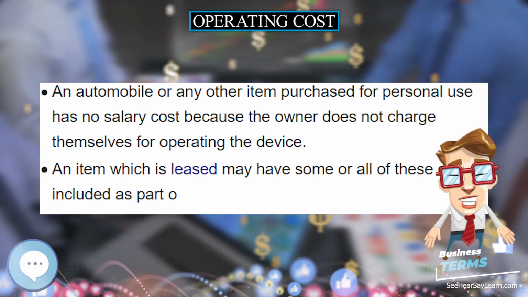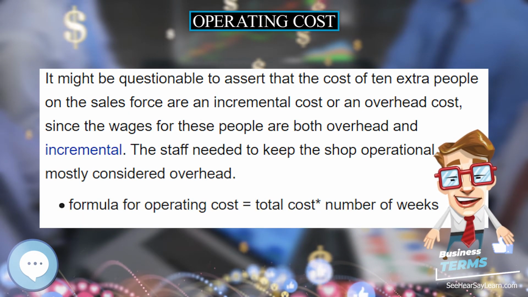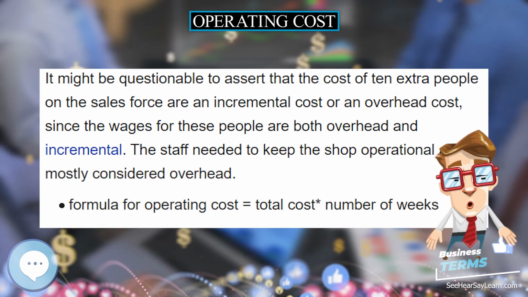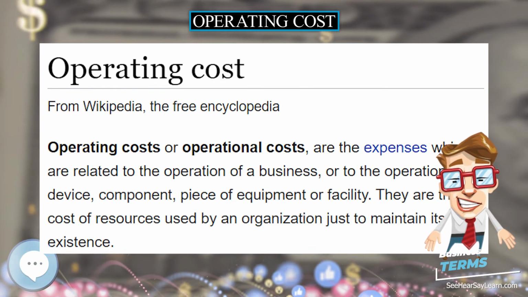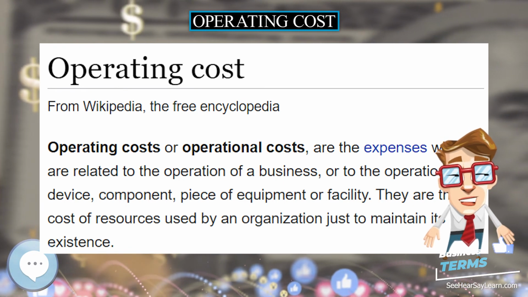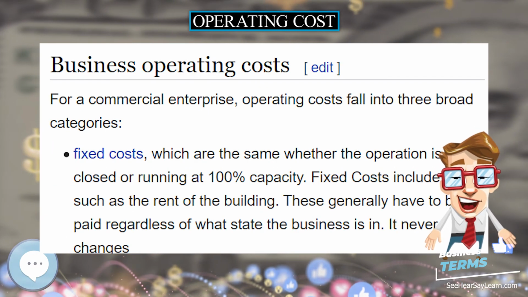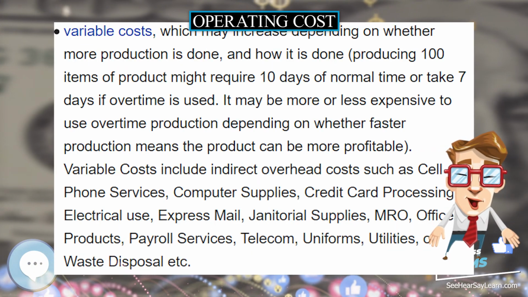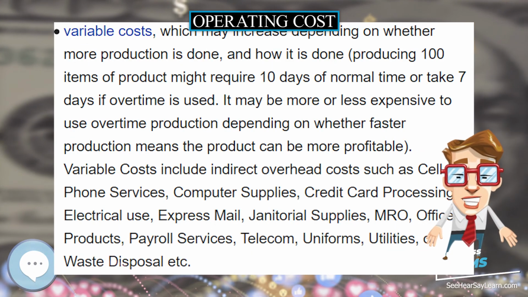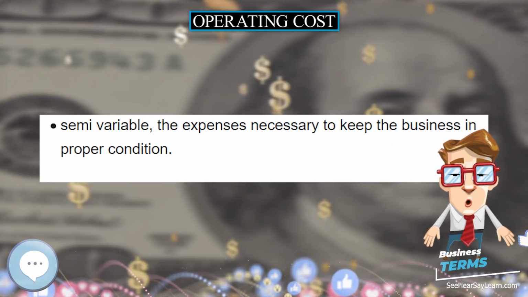Equipment operating costs may include: Some of these are not applicable in all instances. For example, it might be questionable to assert that the cost of 10 extra people on the sales force are an incremental cost or an overhead cost, since the wages for these people are both overhead and incremental. The staff needed to keep the shop operational are mostly considered overhead.